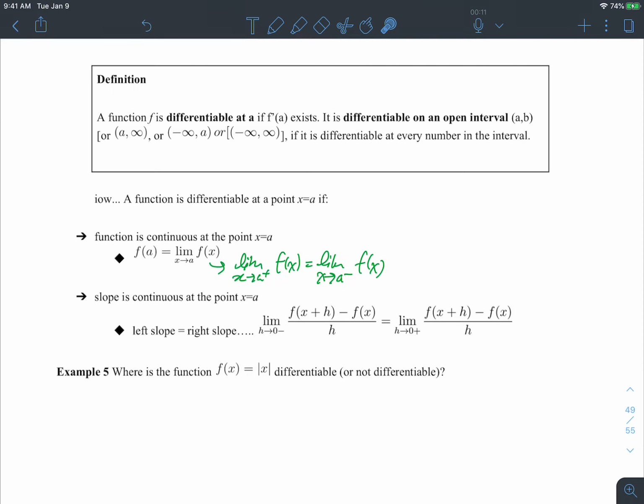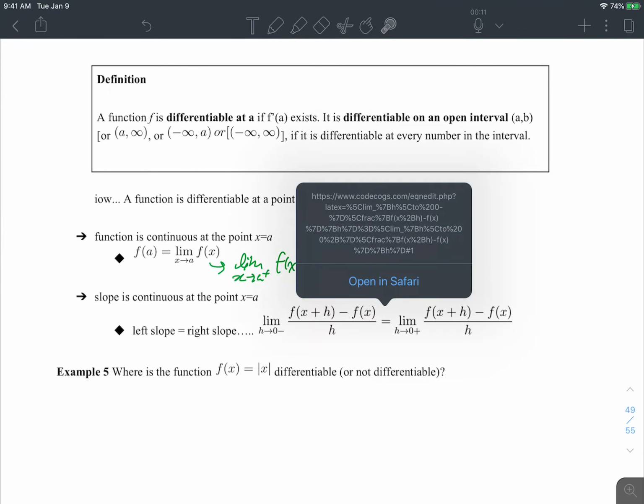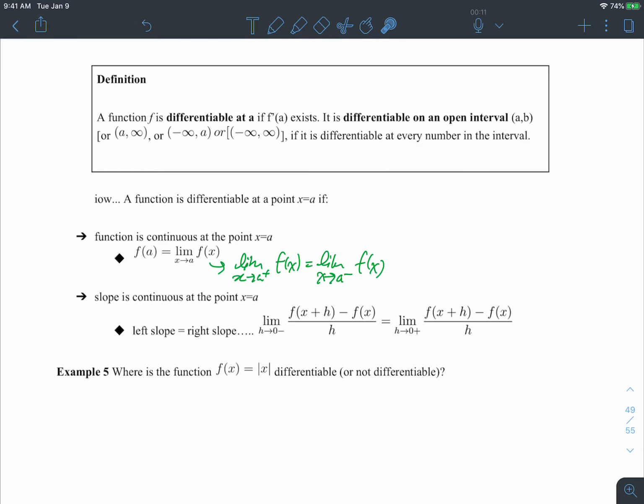And the second is that the slope is continuous at every point a. What that means is that the left slope and the right slope have to be the same. In other words, this expression from the left and from the right has to be the same. Wow. Think about it. So if you have some point over here, x equal to a, when you come this way, the slope over here and the slope on the right have to match. That's what they're saying right there.